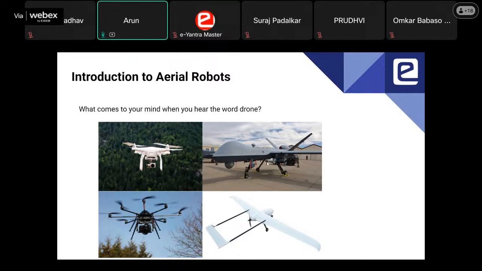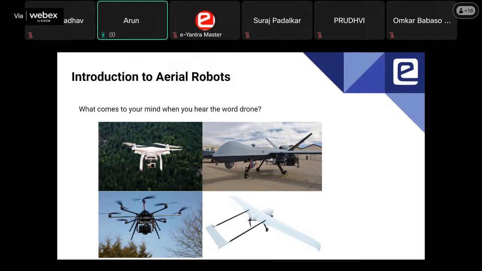So these kinds of drones, these are also drones. Most probably we have seen these kinds of things and we normally associate the word drone with things like this. But what you see here is also a drone. You might have seen this in Hollywood movies, some war movies, that go to war with this drone. So these are also called drones.